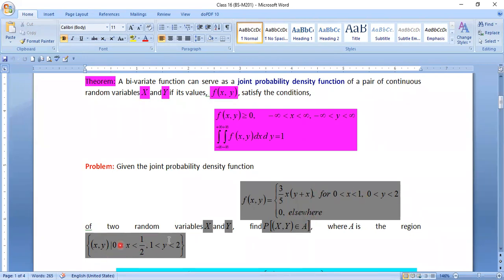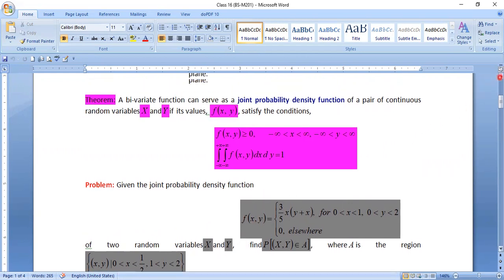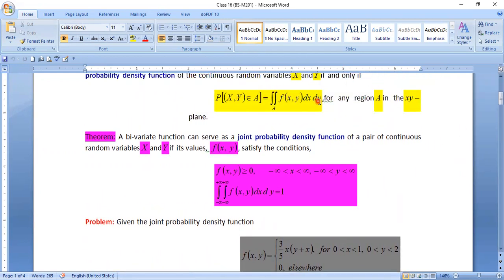You see, for calculation of this probability, we are considering x to be belonging to the interval 0 to 1/2, which is a subset of the interval 0, 1, and y we are taking in the interval 1, 2, which is a subset of the interval 0, 2. So we are supposed to calculate this probability with the help of the definition.